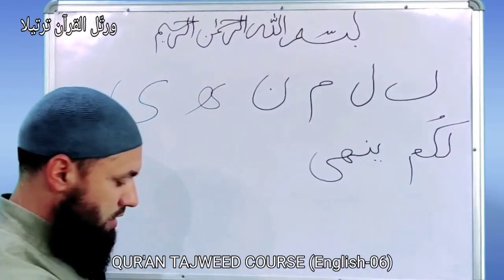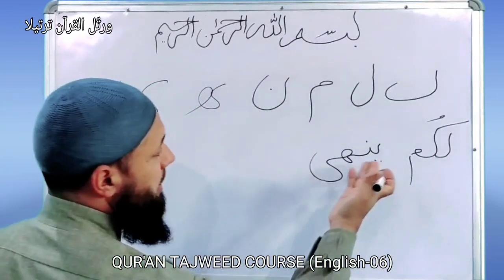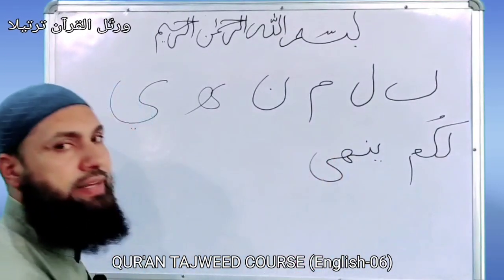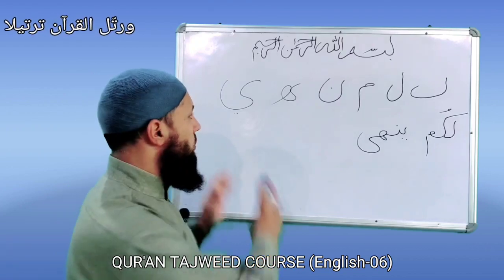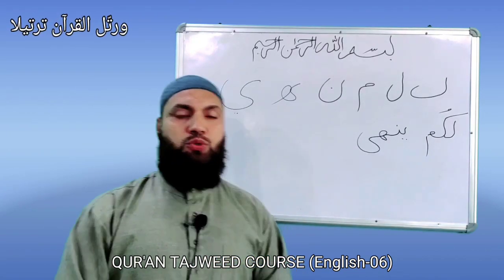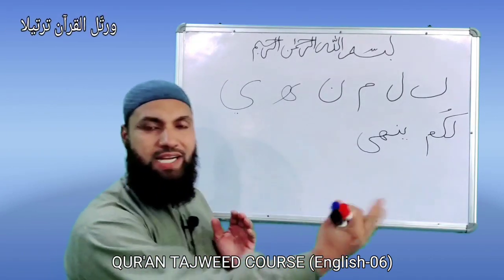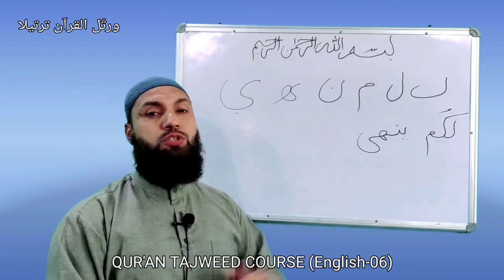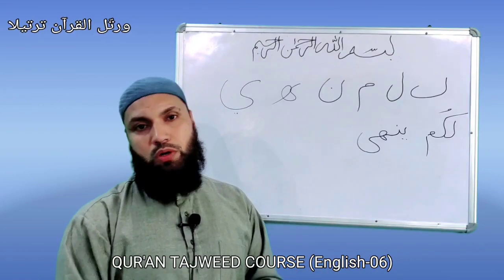Yanha. In this word, Ya is joined with Noon, Noon is joined with Ha, Ha is joined with Ya here. So all these 6 letters can be joined with the letters on their right side as well as with the letters on their left side, depending upon the position where they are used in a word.